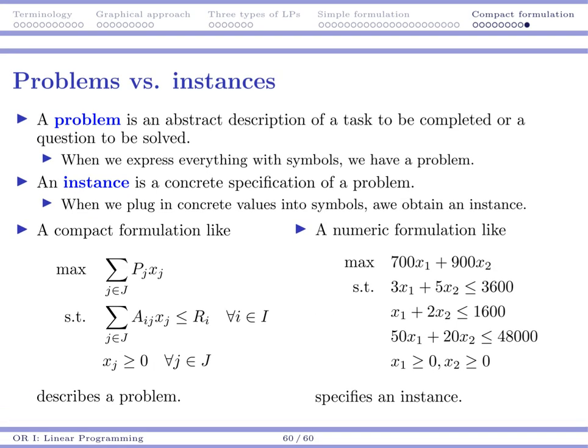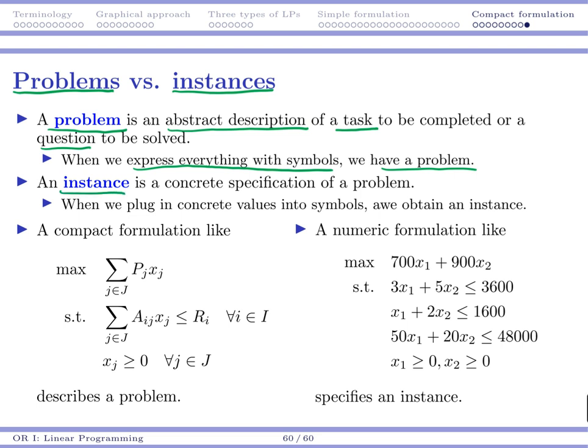The last page is some concept that we will use throughout whatever you call it, a course, a semester, whatever. It's the difference between problems and instances. So this is something to know in general, not just for linear programming. But now this is the right time to introduce this. A problem is a collection of instances. It's an abstract description of a task or a question. Whenever we are expressing things with symbols, we are defining a problem or a class of instances.